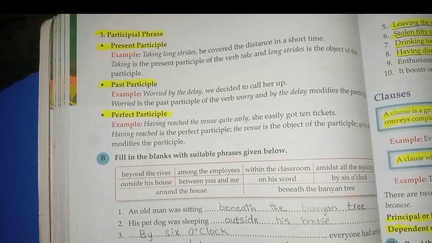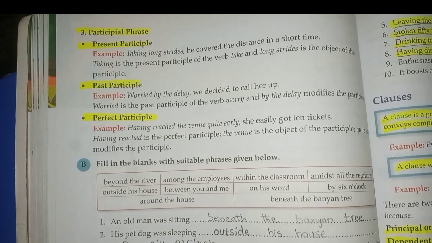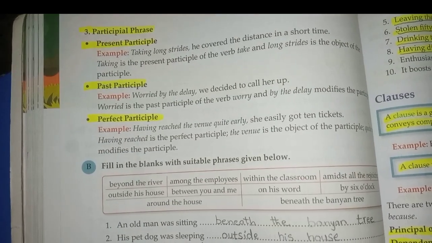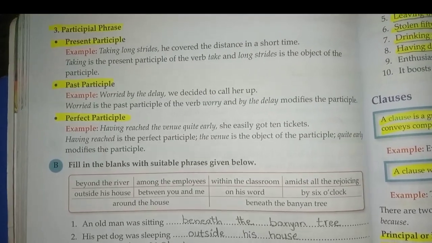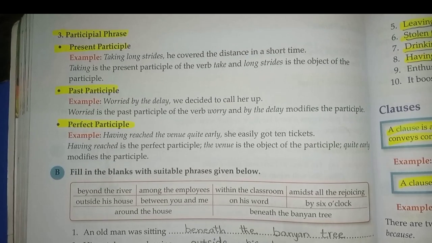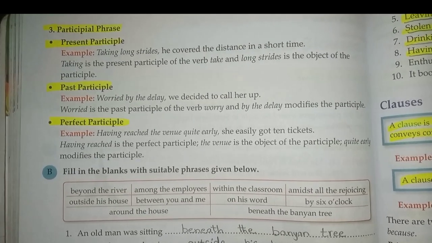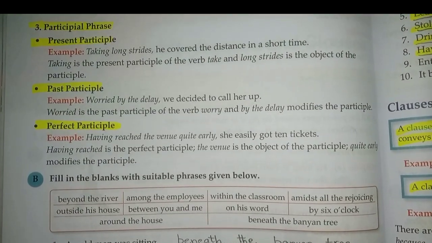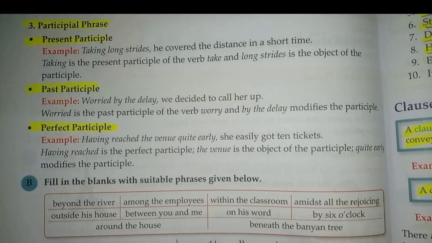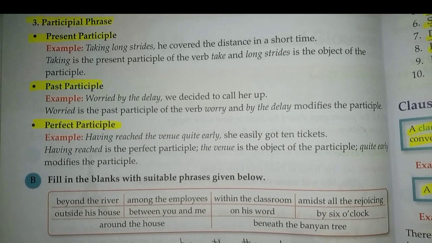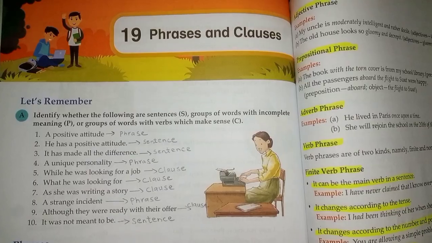There are three types of participle: present participle, past participle, and perfect participle. The first one is present participle, which is formed with verb plus ing. Past participle usually ends in ed or is the third form of verb. Perfect participle is formed with having plus past participle. These were the types of phrase.